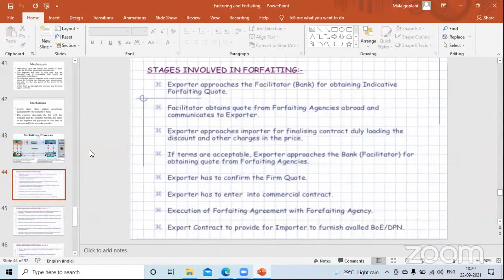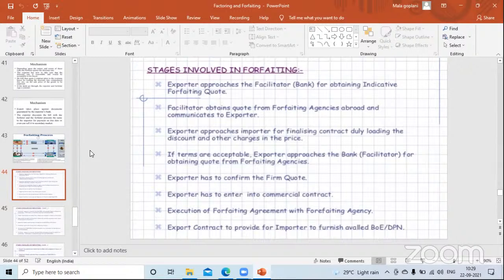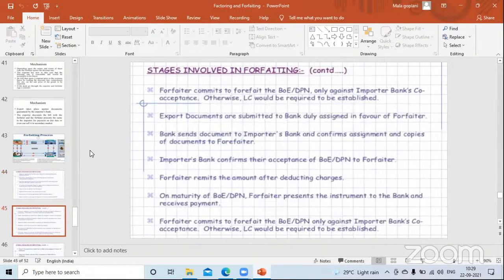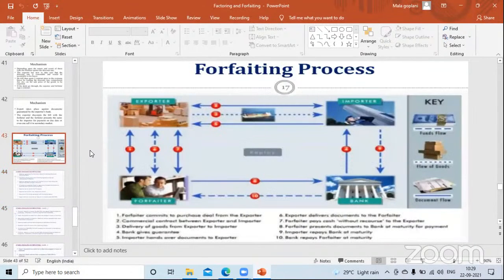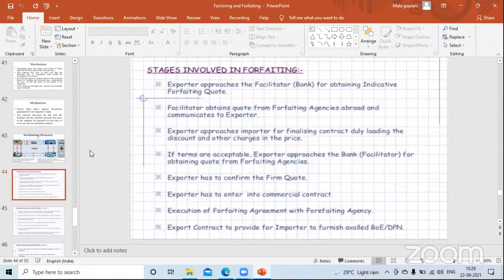Next, stages involved. Same again, they have represented the answer in a different way, process only, but in a different format. Okay, you can refer to any one of them. This is the mechanism and these are the stages. So a process only comes in stages, right? So you can refer to any one of them.